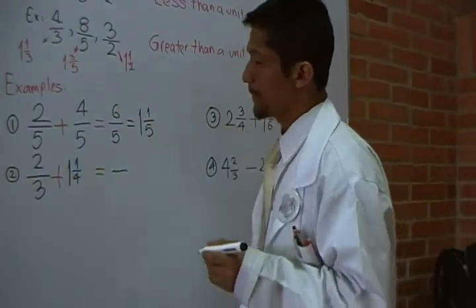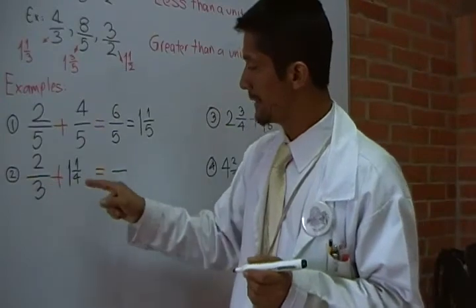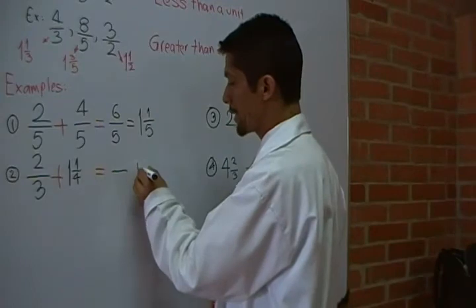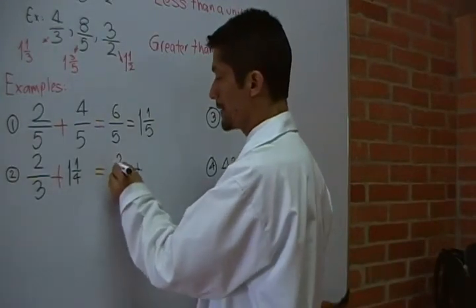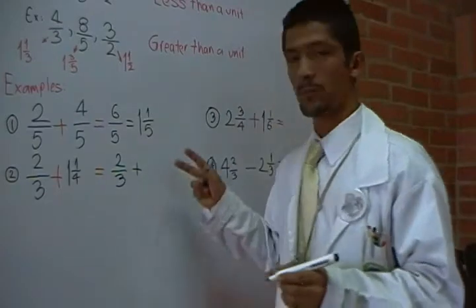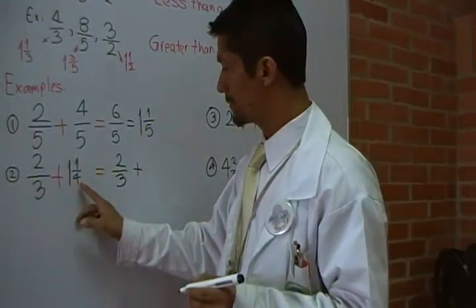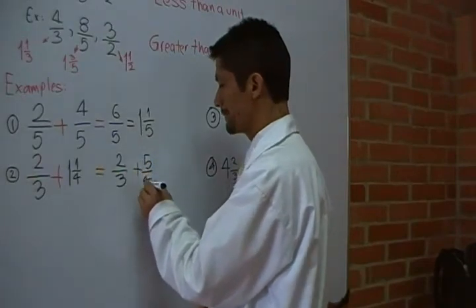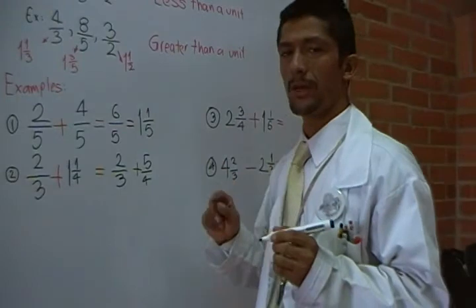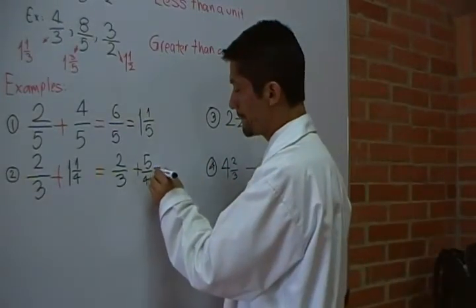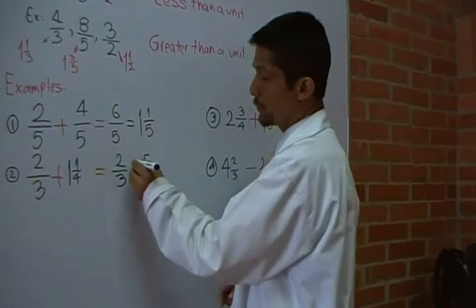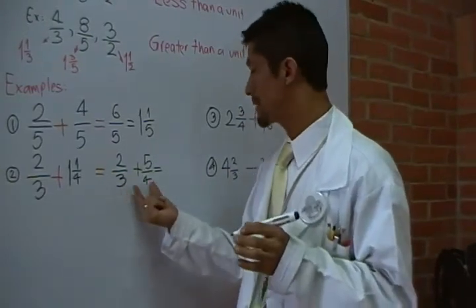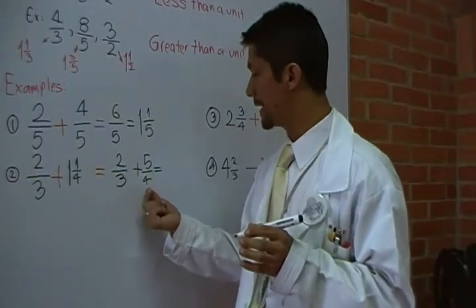Second example, we have different denominators, 2/3 and 1 and 1/4. So the easiest way to deal with a problem like this is to convert the mixed numbers into improper fractions. So here we have 1 times 4, 4 plus 1, 5, and keep the same denominator. Since the two denominators are different, what we need to find is two equivalent fractions with the least common denominator. That is the least common multiple of 3 and 4 in this case.